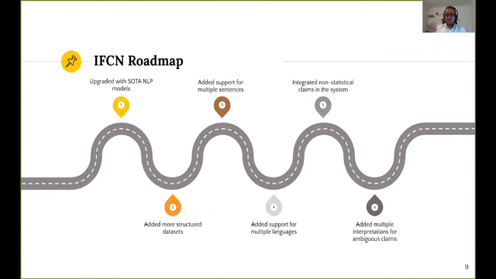We integrated non-statistical claims in the system, and this is done by basically matching the input to a table of pre-fact-checked non-statistical claims. And finally, we added multiple interpretations for ambiguous claims, for example, the one related to death rate.